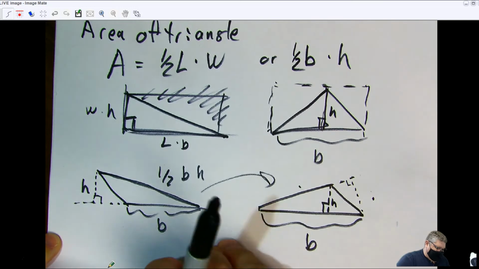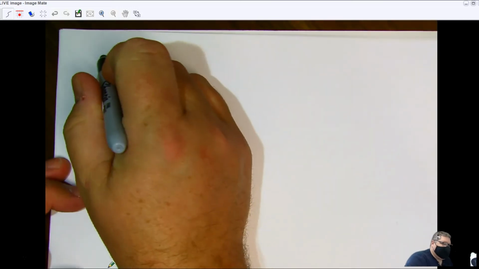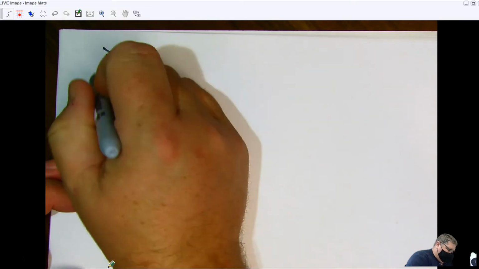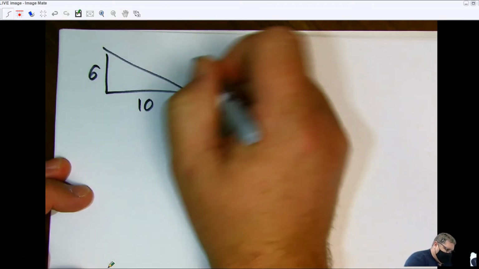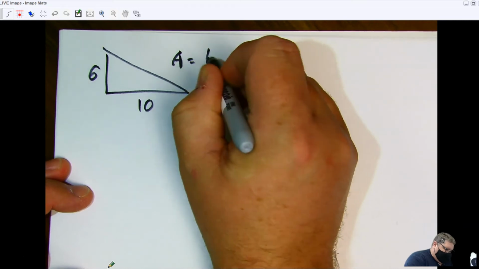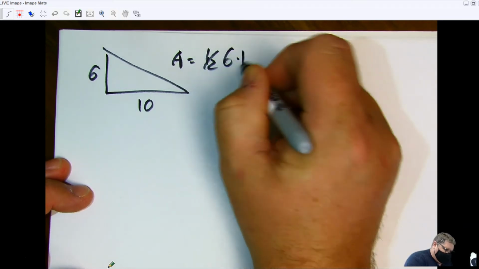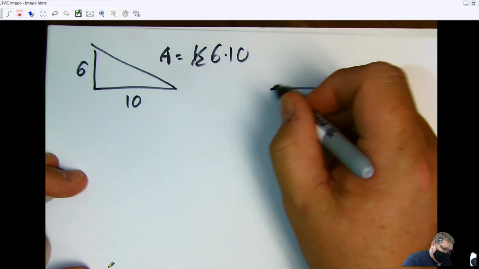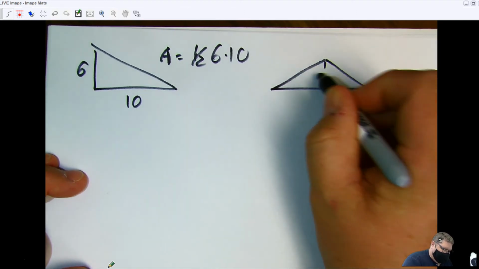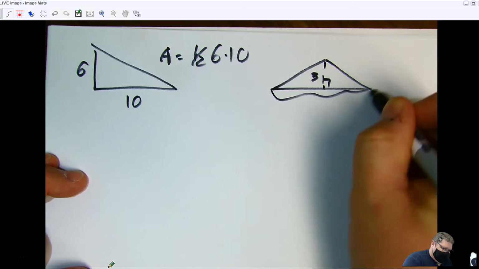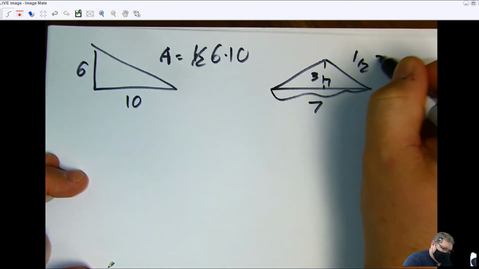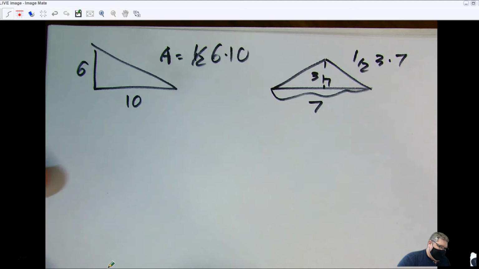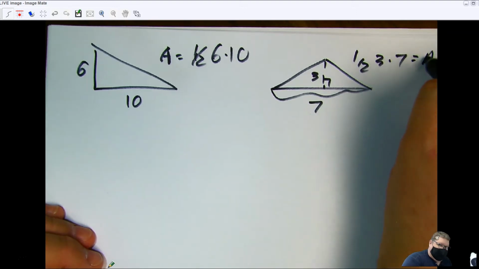Now, it's no big deal if I have a right triangle. So I have this, 6, 10, area equals 1/2 of 6 times 10. Cool, that's great. In this case, if I'm giving you a height and I say, oh, that's 3, this is 7, you say, oh, 1/2 of 3 times 7. Not that big a deal, that's going to equal the area.